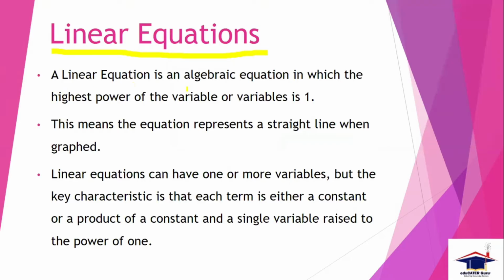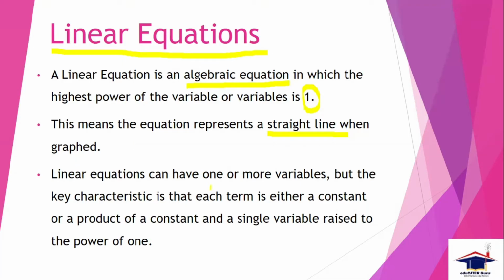A linear equation is an algebraic equation in which the highest power of the variable or variables is 1. So the power of the variable is 1. This means the equation represents a straight line when graphed. For example, when the equation is solved and represented in a graph, it shows a straight line.